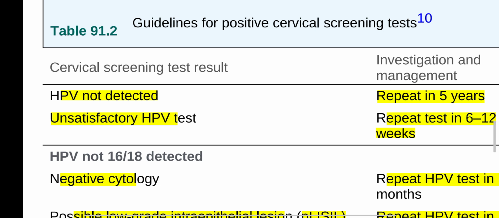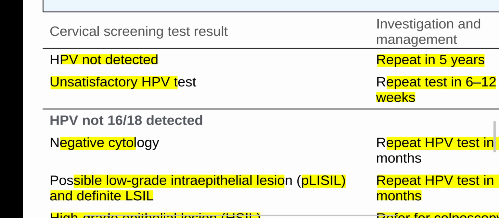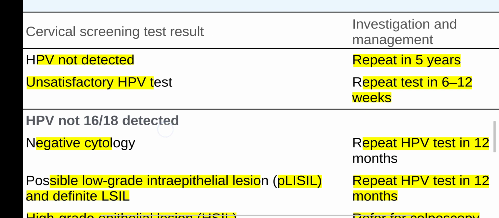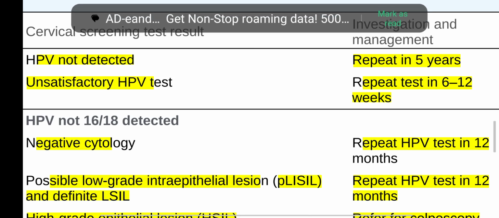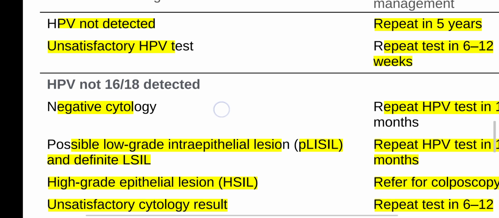For example, the cervical screening test is sent to the laboratory and shows that the HPV test is unsatisfactory. If the results are unsatisfactory, then we have to repeat the test in 6 to 12 weeks, at least within 3 months. So repeat the test in 6 to 12 weeks. This is important if it shows an unsatisfactory HPV test.